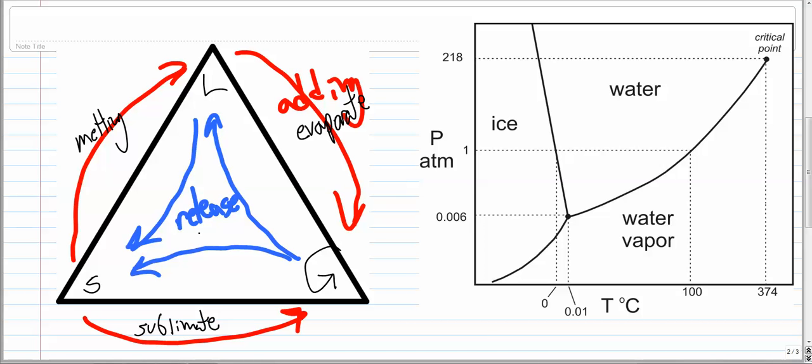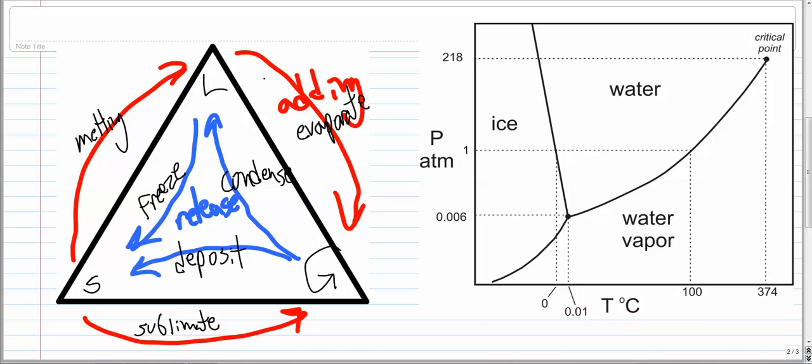And if you go from a gas to a solid, that was called deposition. And if you go from a gas to a liquid, we call that condensation. And if you go from a liquid to a solid, we call that freezing. Okay? So that is part of our review.